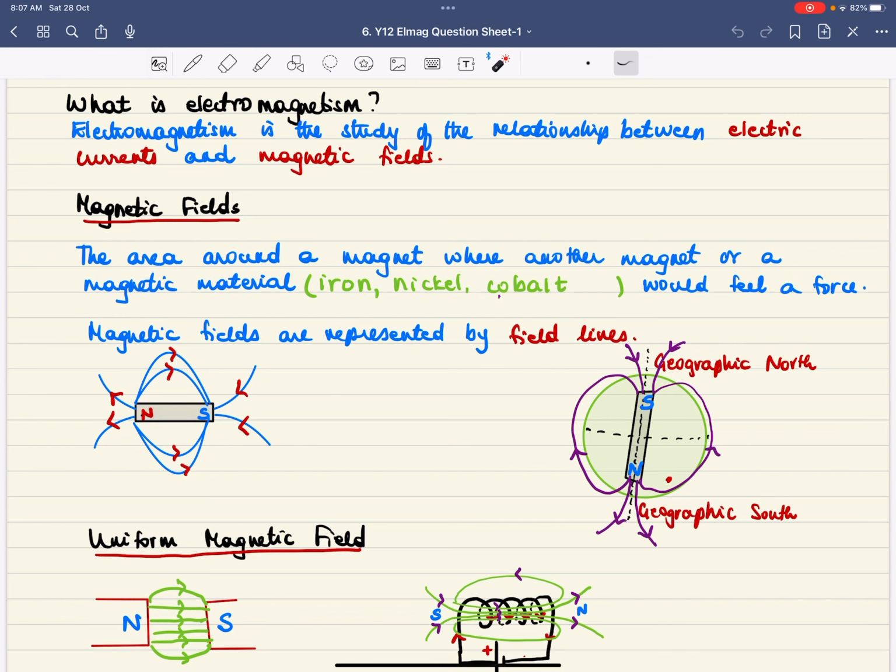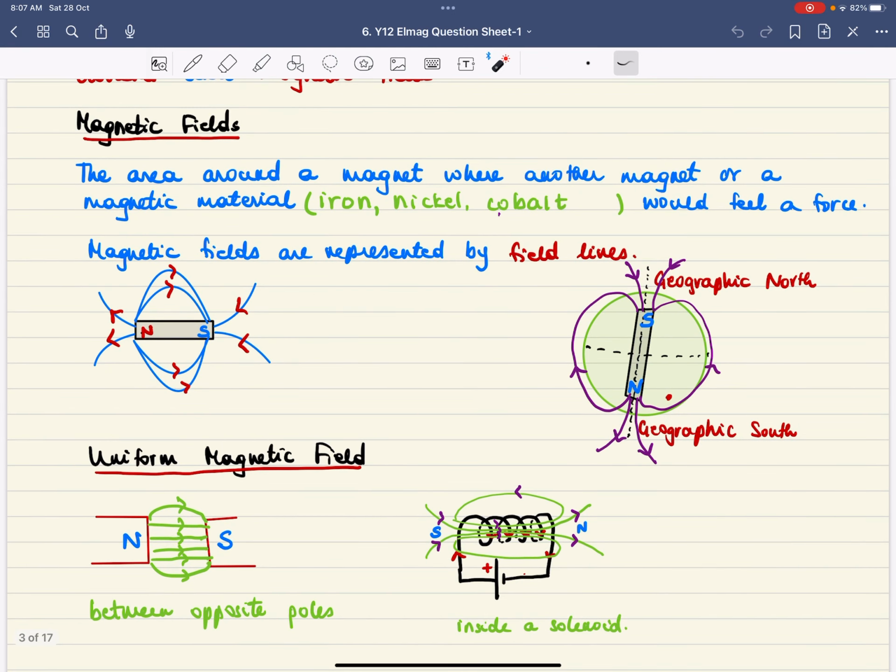Now, these magnetic fields are represented by field lines, and these are the field lines around a bar magnet. Just remember, the direction of the magnetic field is the direction in which a north pole would move, and because opposite poles attract each other, the lines go from north to south. So they leave the north pole and enter the south pole. The concentration of the field lines is an indication of where the magnetic field is strongest. So the magnetic field is strongest at the poles.